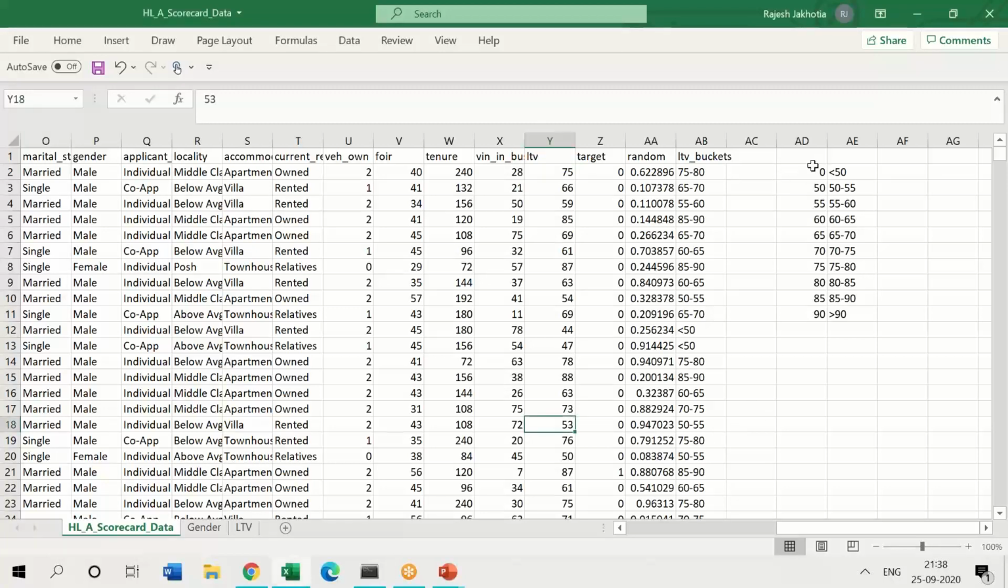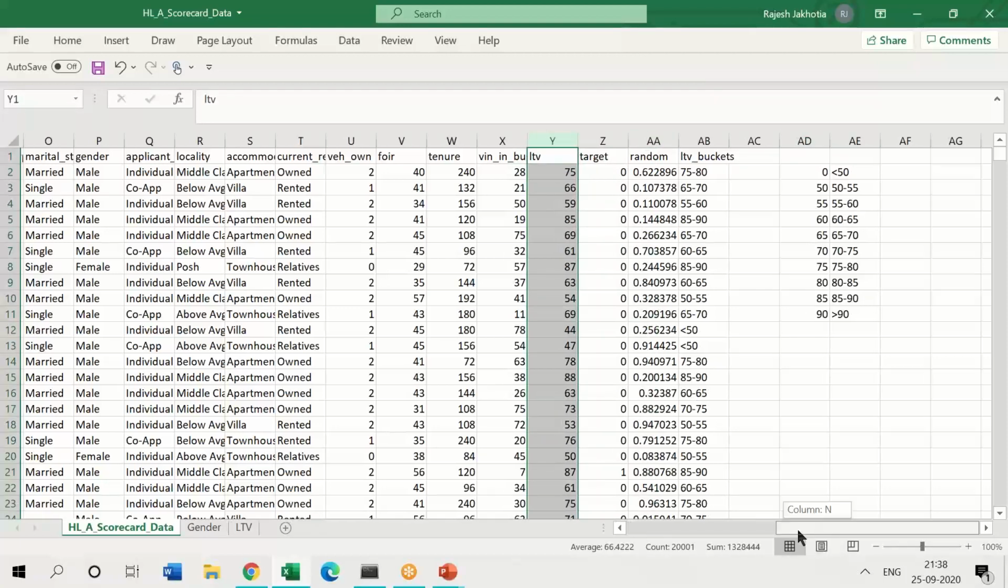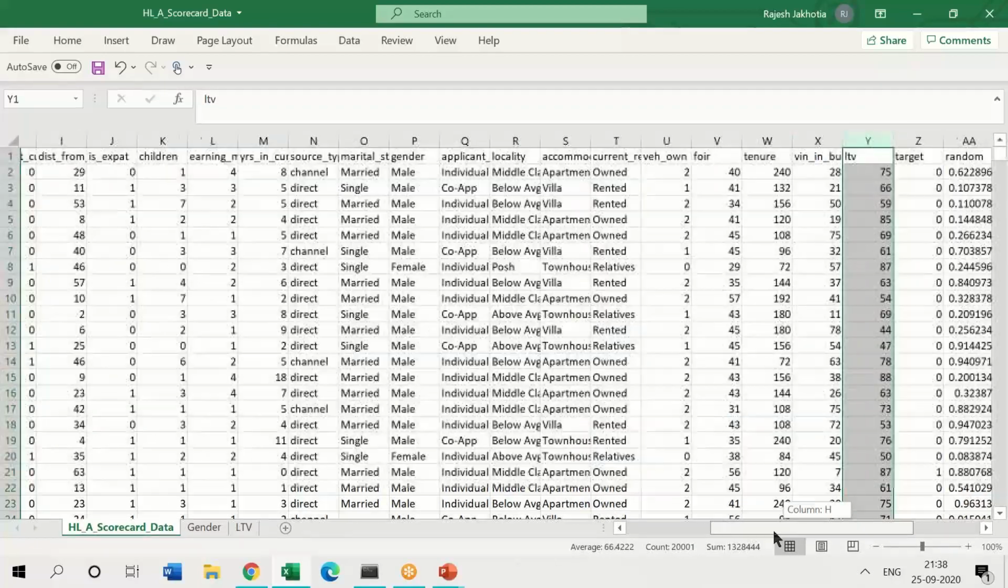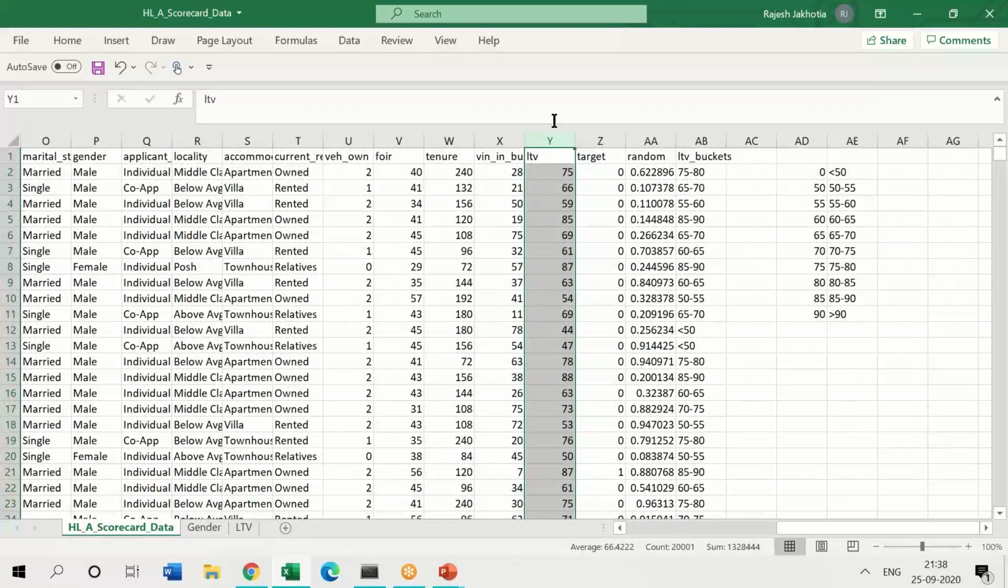Definitely there would be automated codes for doing visualization. You can write automated codes in Python, and you can do automation with Python and VBA Excel. At this point, I'm not going into automation because my focus is explaining the concepts. We were focused on this LTV variable. This is the actual data which we imported, and on which we are building the model. For now, our focus is LTV and target.